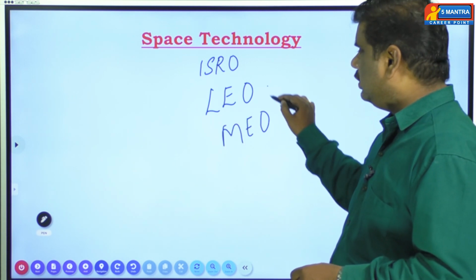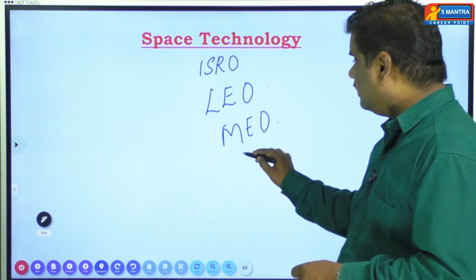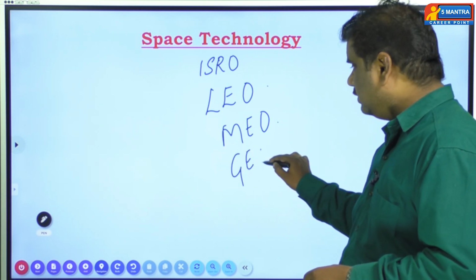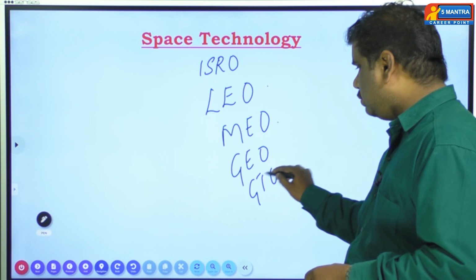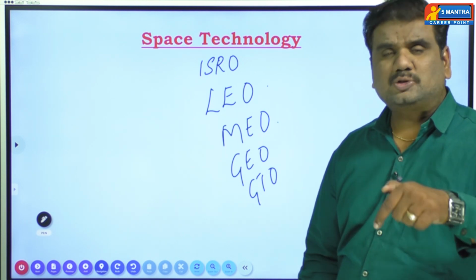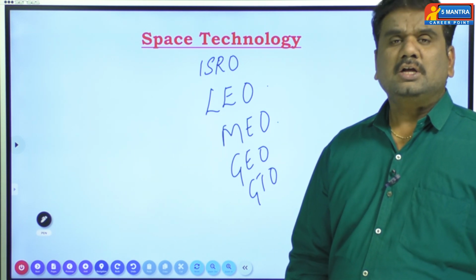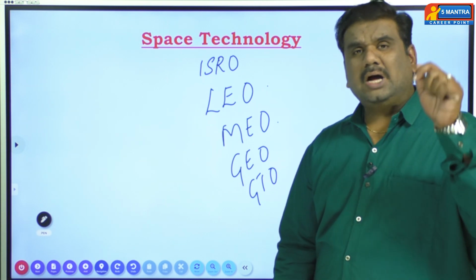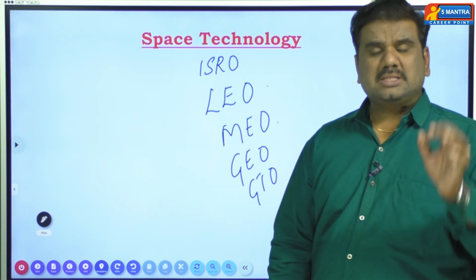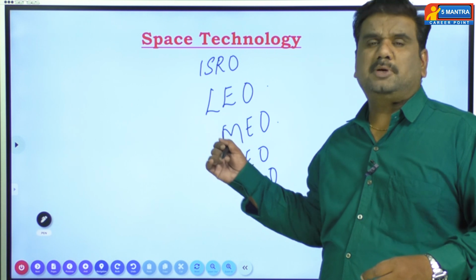What is the difference between LEO and MEO? What is the difference between MEO and GEO? Or else, what is GTO orbit? The different types of orbits. So what are the satellites that are placed in these particular orbits?